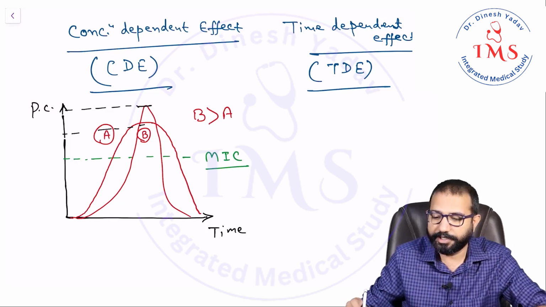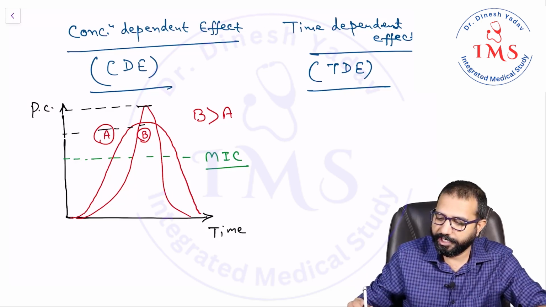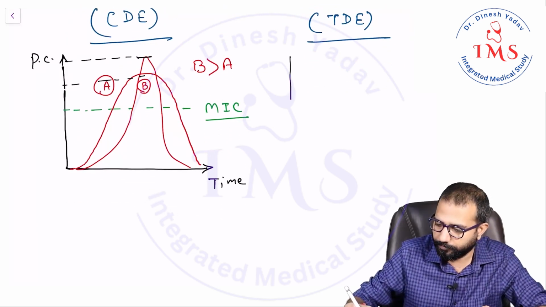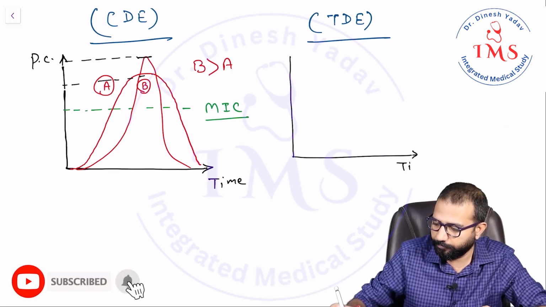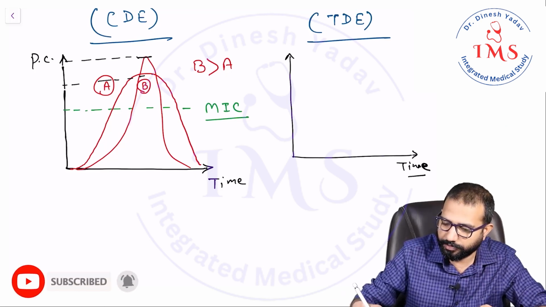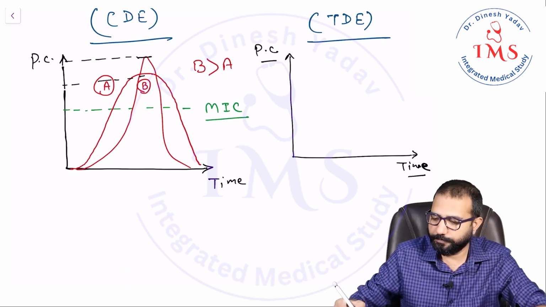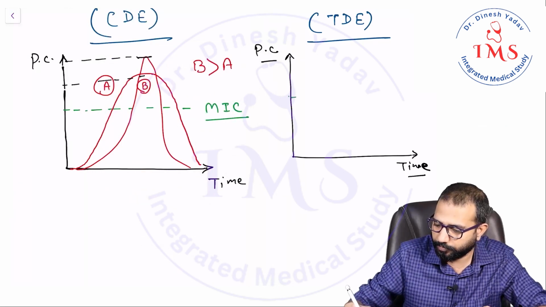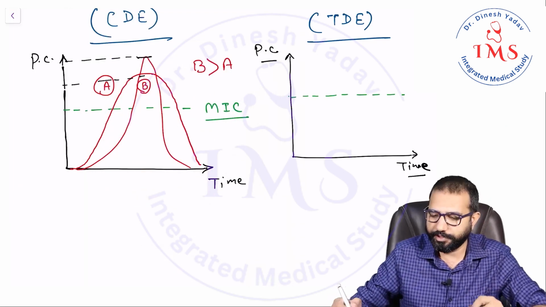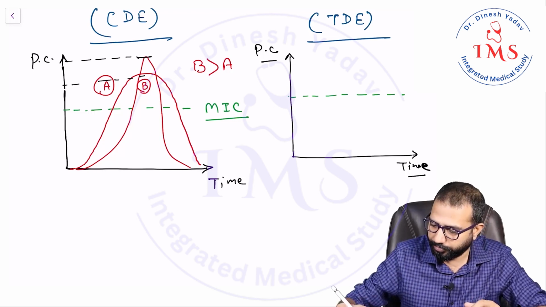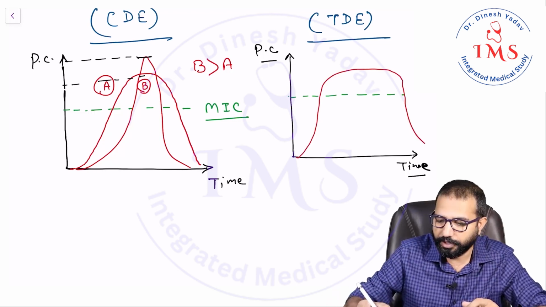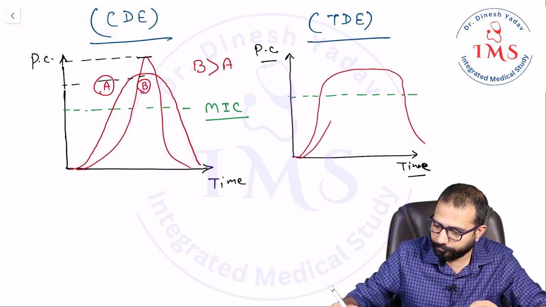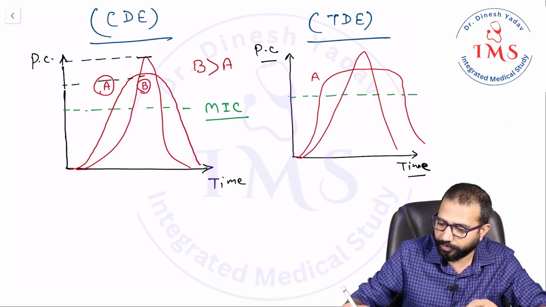The second is the time dependent effect, TDE. Again we have to see the graph, this is time and this is the plasma concentration. In this again there will be an MIC level. What do you have to see in this? You have to see for how much time the drug is above the MIC level. So suppose again there are two drugs, one is drug A and one is drug B.